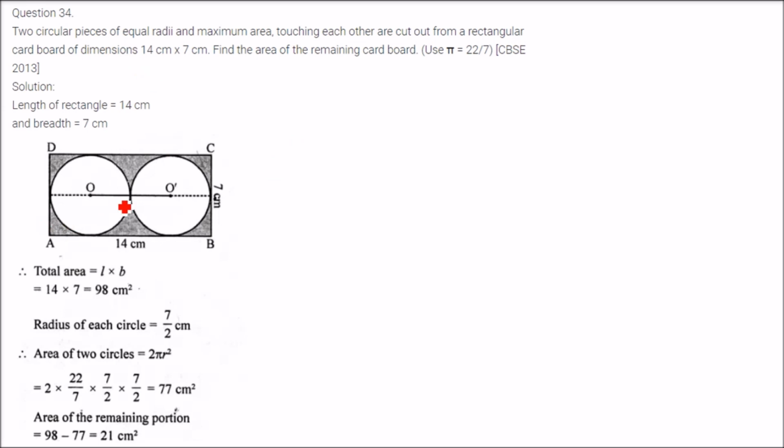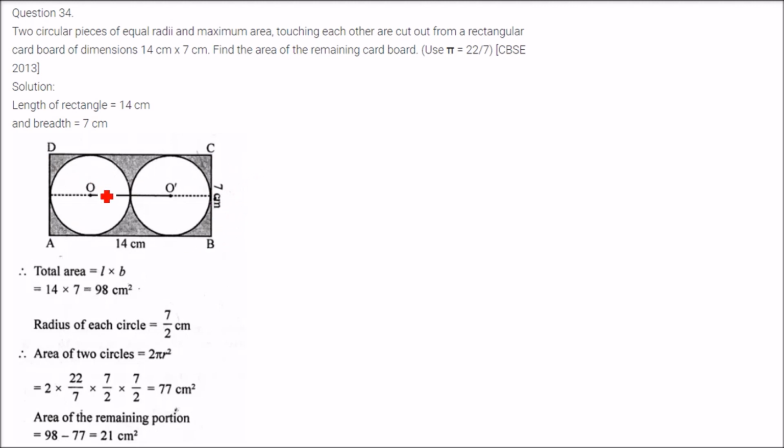Two circular pieces of equal radius. These are two circular pieces of equal radius and maximum area. So all this is a cardboard. So there is a maximum area of circle. Two circles touching each other are cut out from a rectangular cardboard. The dimension is, this is 14 length and the height or the width is 7. Find the area of the remaining cardboard.